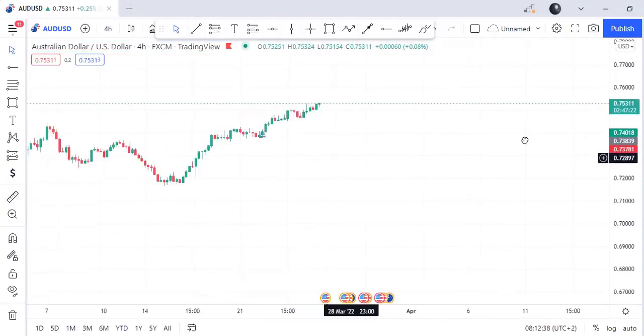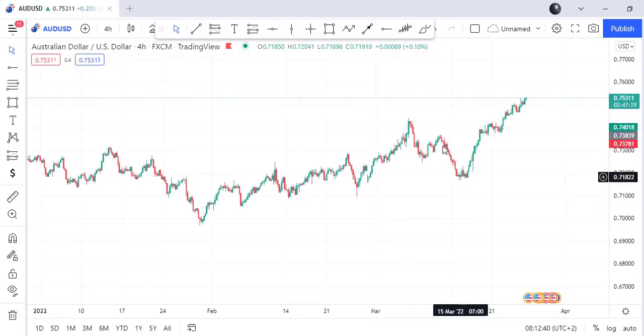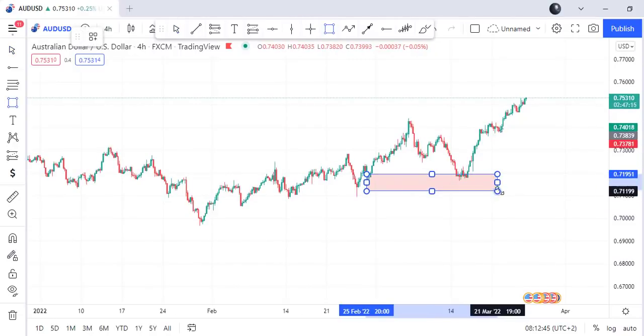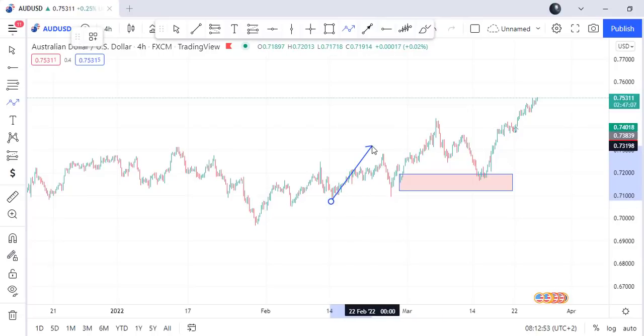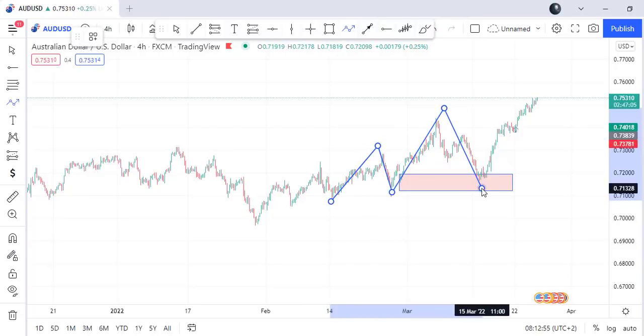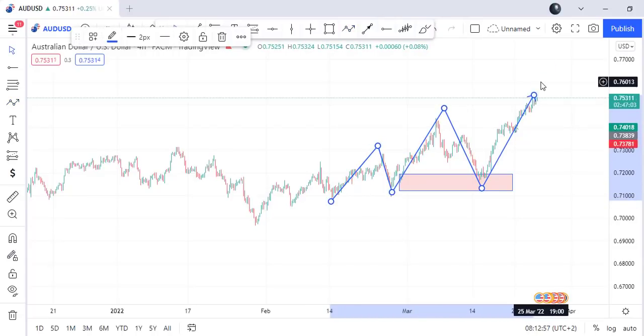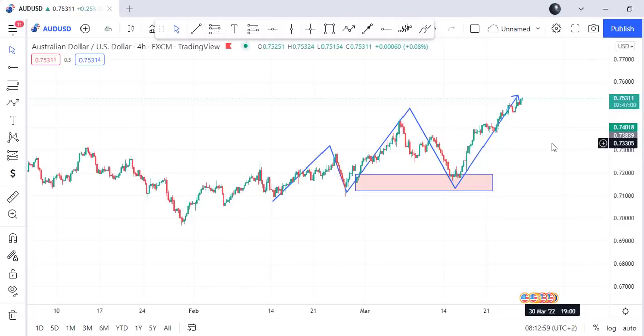So let's look at this. From this point, we are bullish on the AUD. We are bullish from this point. So the higher time frame structure is what? Is this. If you look at this, this is the higher time frame structure that you can see from the H4.